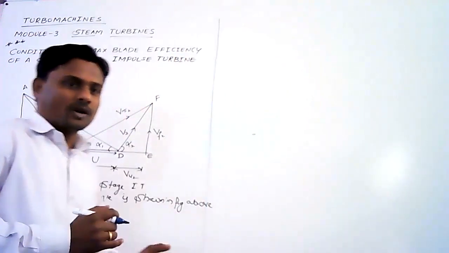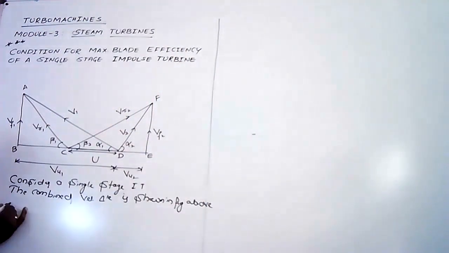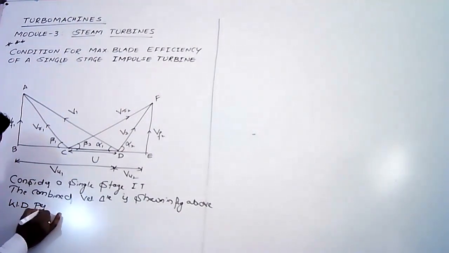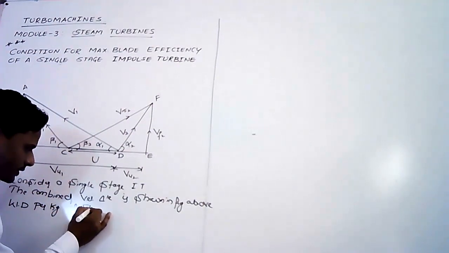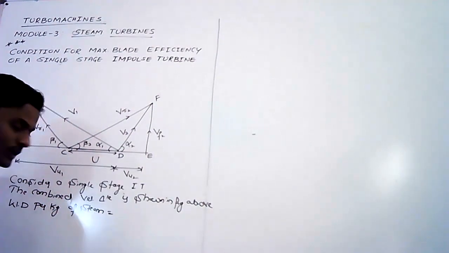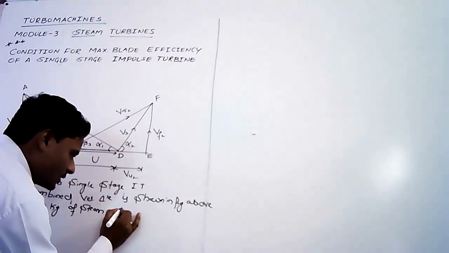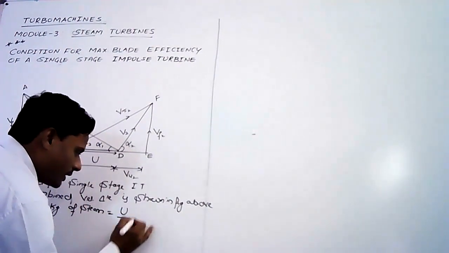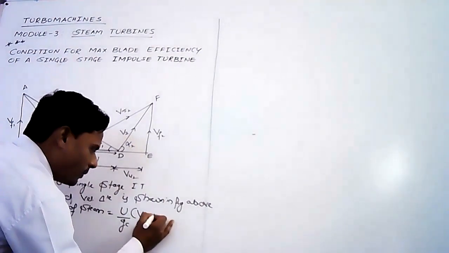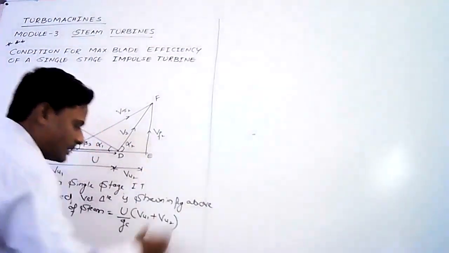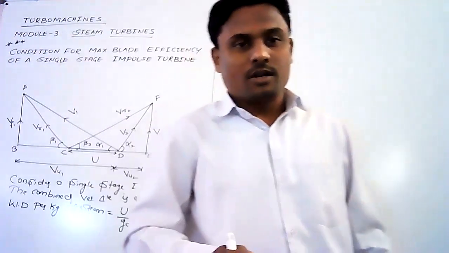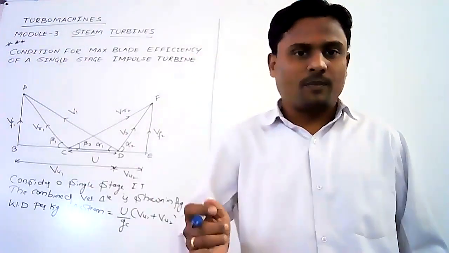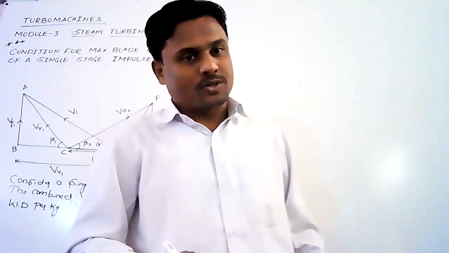So let us focus here. Work done per kg of steam, we know that U by Gc into Vu1 plus Vu2. This equation we have got in module number 2, that is in Euler's turbine equation. This equation is popularly known as the Euler's turbine equation.